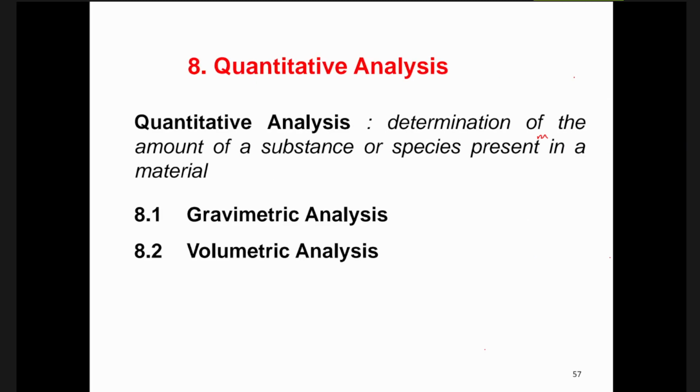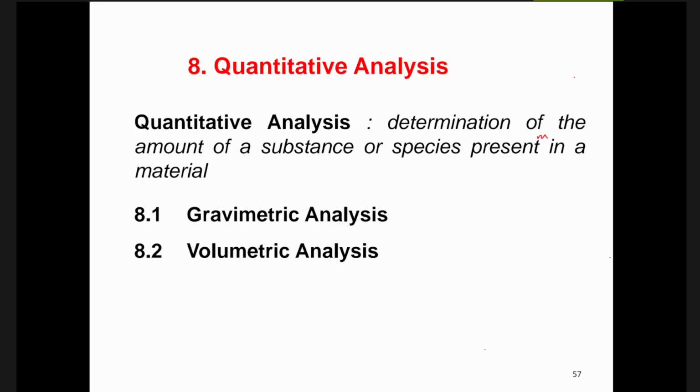Quantitative analysis. So quantitative analysis is the process of determination of the amount of a substance or species present in a material. So let's say you are given a solution. You need to define the concentration of, let's say, silver in one solution, or determine the concentration of arsenic in water in Hanoi, for example. So to determine the amount of this arsenic in water, we need to process the quantitative analysis.